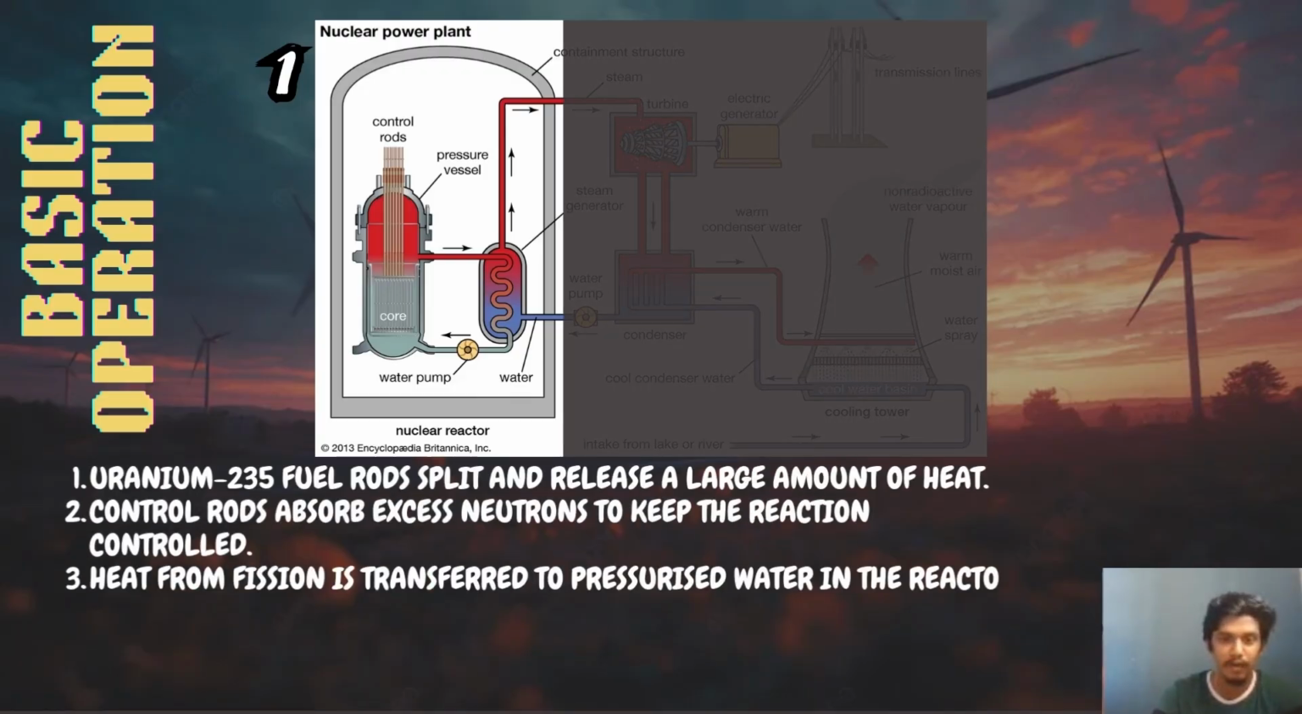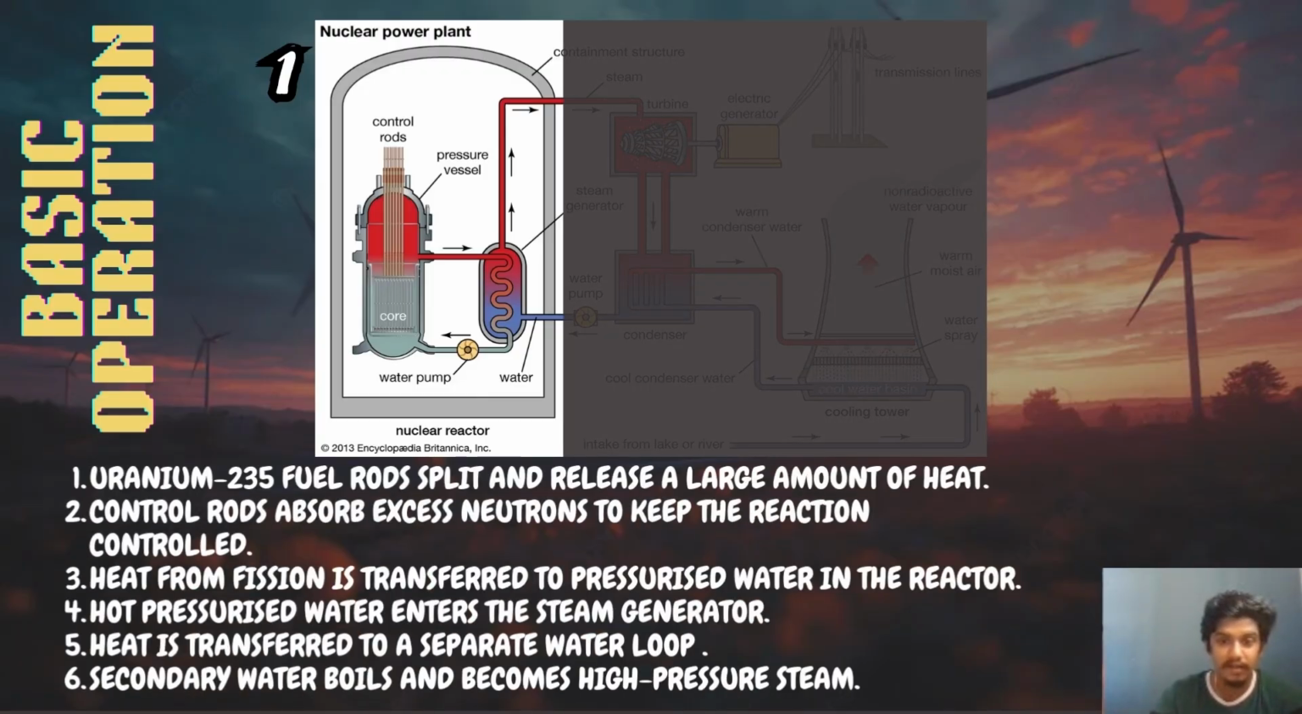Operation. A nuclear power plant begins its operation inside the reactor core, where nuclear fission takes place. Uranium fuel rods are arranged in bundles, and when the uranium atoms split, they release a large amount of heat energy. Control rods made of neutron-absorbing materials are inserted between the fuel rods to regulate the fission process and keep it stable. A coolant, usually water, constantly flows through the reactor to absorb the heat produced, preventing the fuel rods from overheating. This heat is the foundation of the entire electricity producing process.